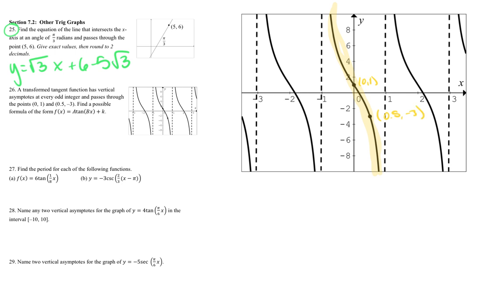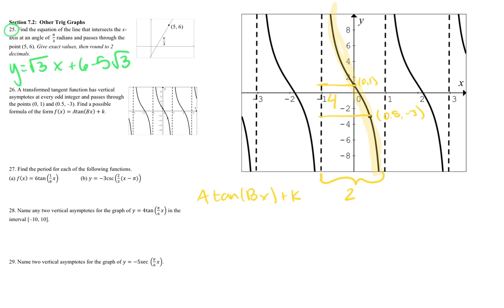And we can tell that this period, right, the period is 2, right? We also know that if we go from this point to this point, that's a change in 4, right? Okay, so now let's kind of start setting this up. So our formula, a tan of bx plus k.